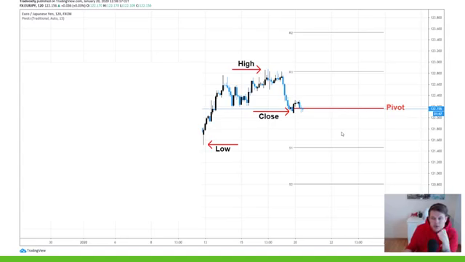So what are pivot points? Pivot points are used often as support and resistance levels and for other purposes, but we need to look one step earlier at what pivot points are and how they are calculated.